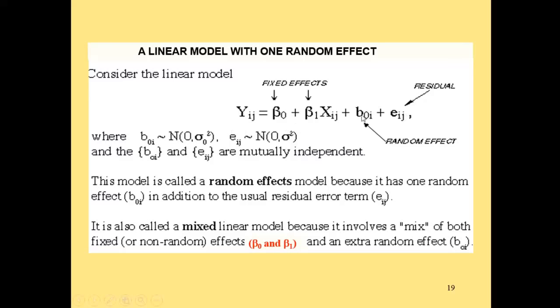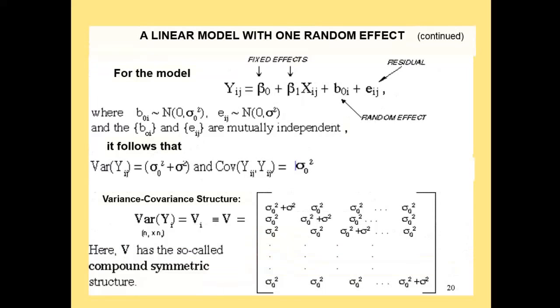This is just the general form of a single random effect model. It has one random effect in addition to the usual error term. It's called a mixed linear model because it involves a mix of both fixed and random effects, which I talked a little bit about in my lab yesterday, and I think that's all I want to say about this slide.